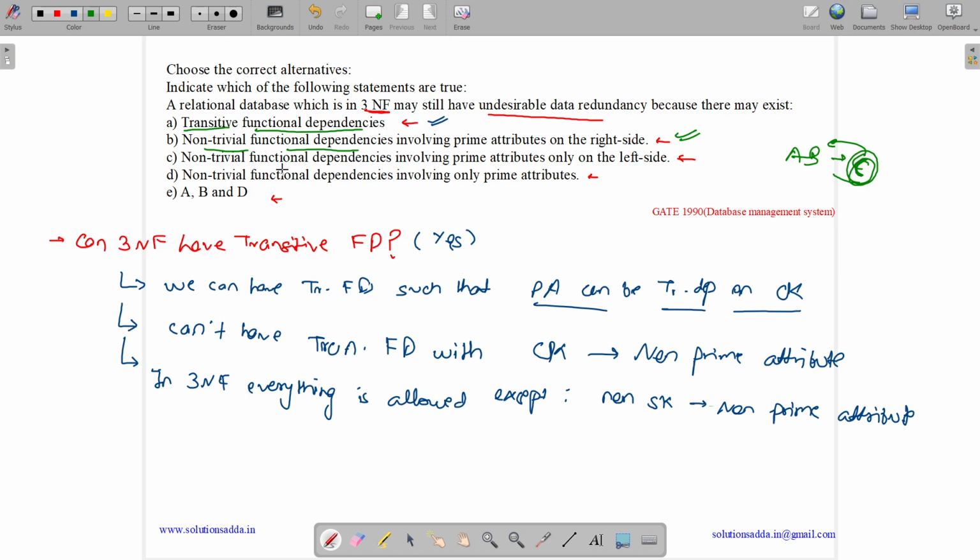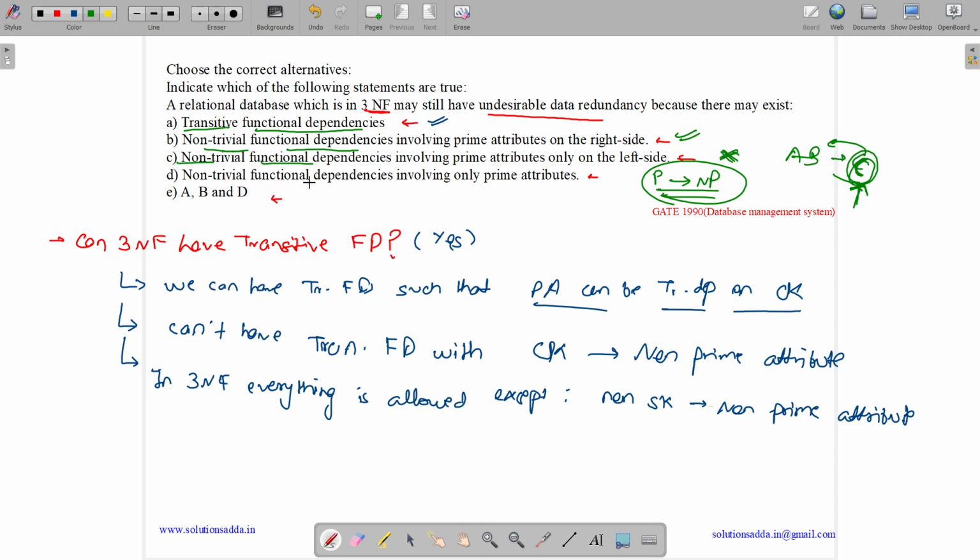Now let us see non-trivial functional dependencies involving prime attribute only on the left side. So what is the meaning of prime attribute only on left side? Which means on the right side we will have a non-prime attribute, as it is a non-trivial functional dependency. If left is prime, then the right will be non-prime. Whether this is allowed or not. No, this is not allowed, as we cannot have a non-prime attribute on the right hand side. This is also false. In this example, this is a non-trivial functional dependency, and on the right hand side also we can have a prime attribute. So option C is false.